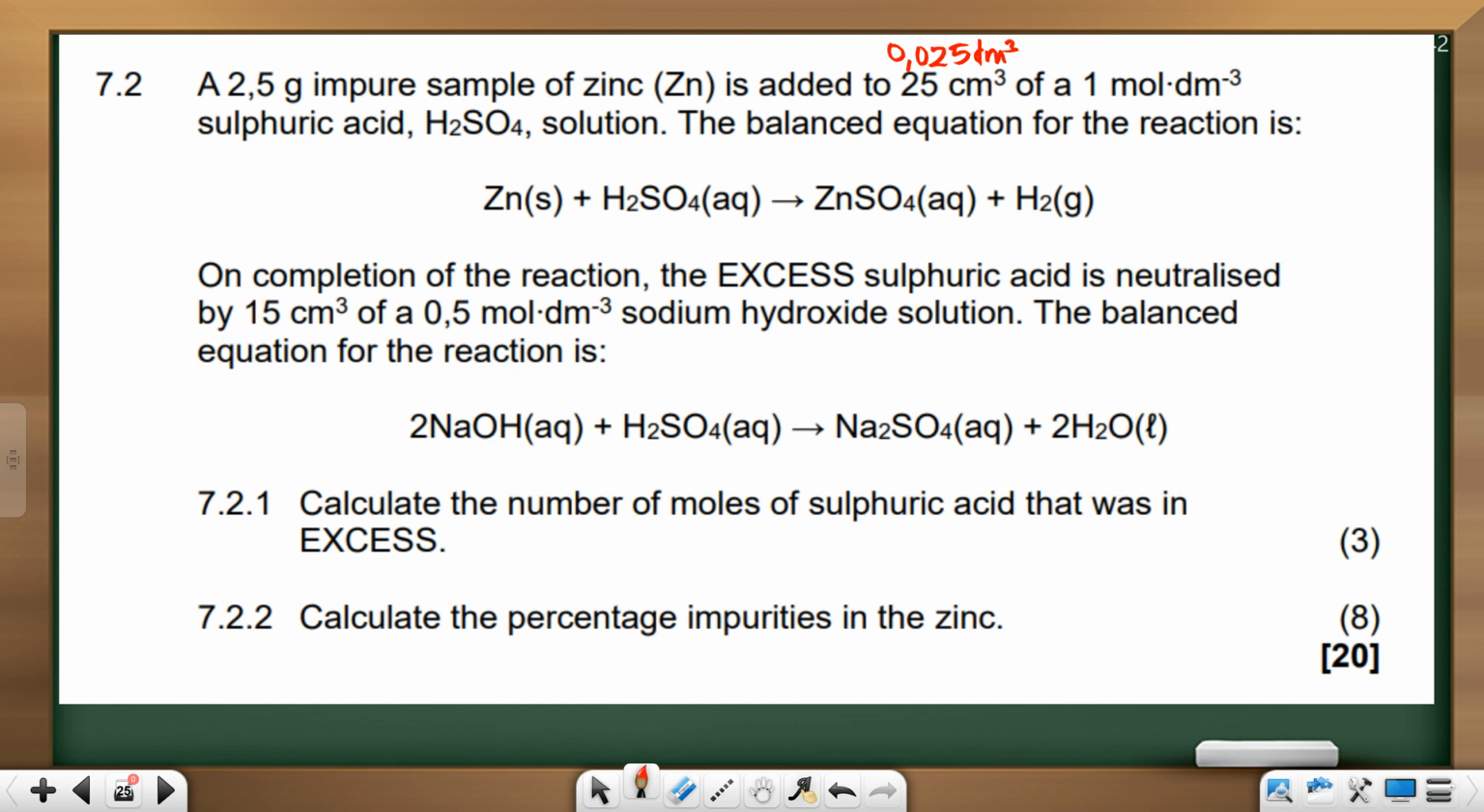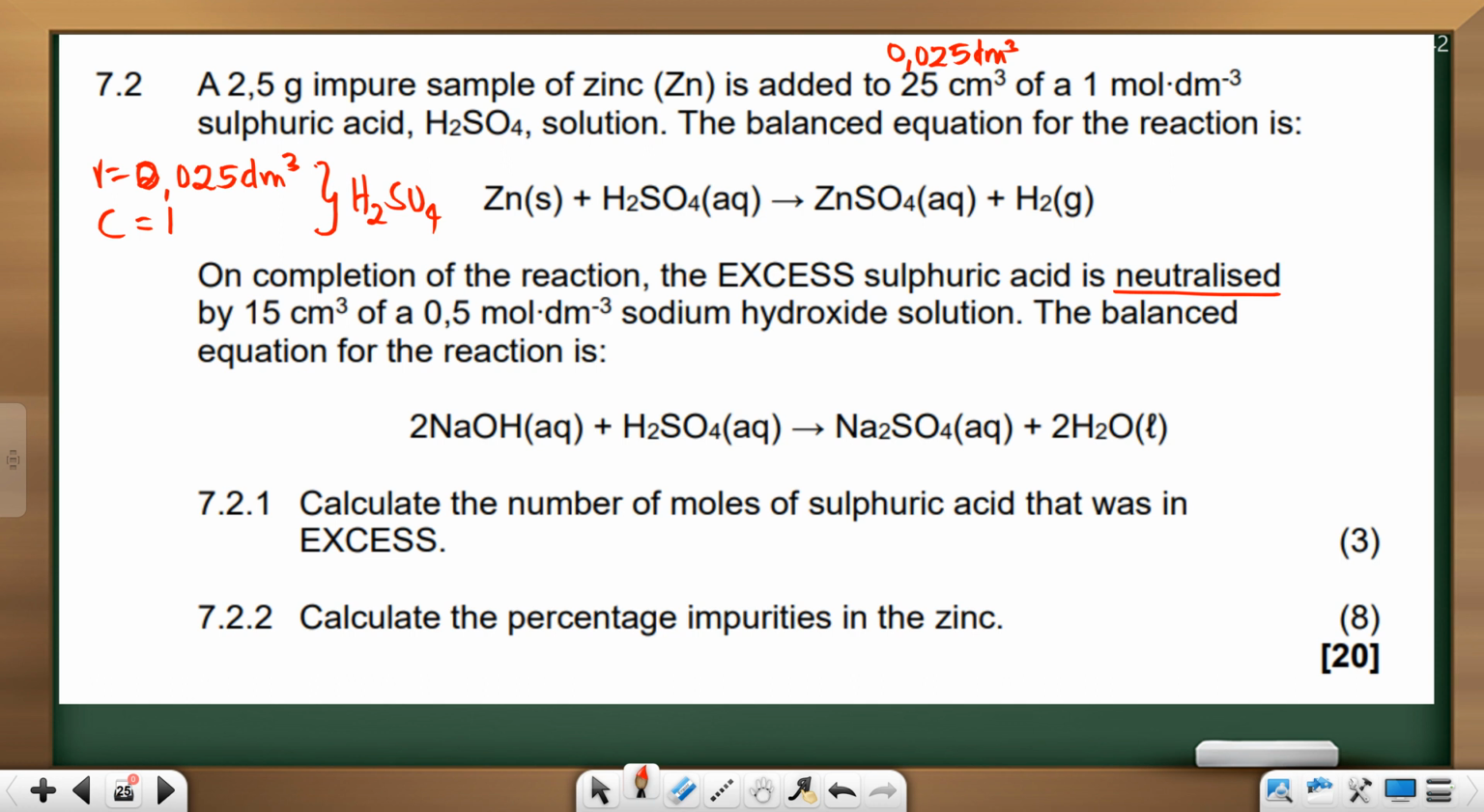Stop. Extract information. What do we know? The mass of zinc is what? 2.5. Is added to what? Volume 0.025, right? What's the concentration? 1. Of which compound, by the way? Okay. And I'm going to give you another tip today. On completion of the reaction, the EXCESS, please don't think they mistakenly did caps lock. It's not by mistake. They're telling you something there. The excess sulfuric acid is what?